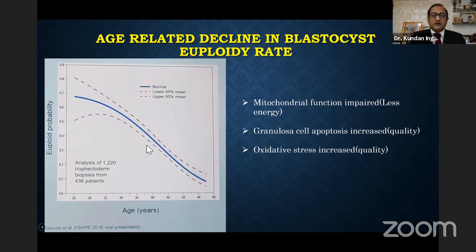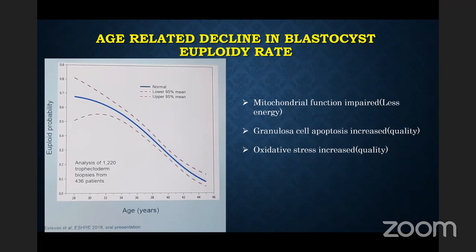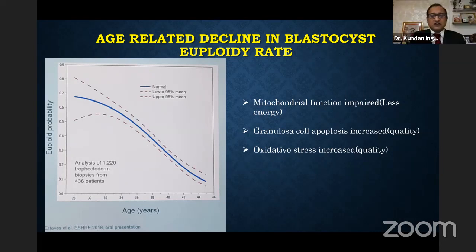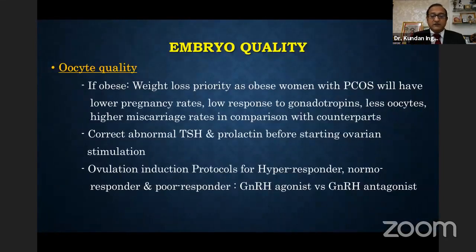And all this is related to aging, which affects mitochondrial function and impairs it, the source of energy. Not only that, granulosa cell apoptosis is significantly increased after this age, which ultimately affects the quality of the cell. Also, there is a significant increase in oxidative stress with these kinds of oocytes, which also affects quality. So age is very, very important, as the success rate below 35 and beyond 35 will vary. And I think that is a very important prognostic factor we need to discuss beforehand.